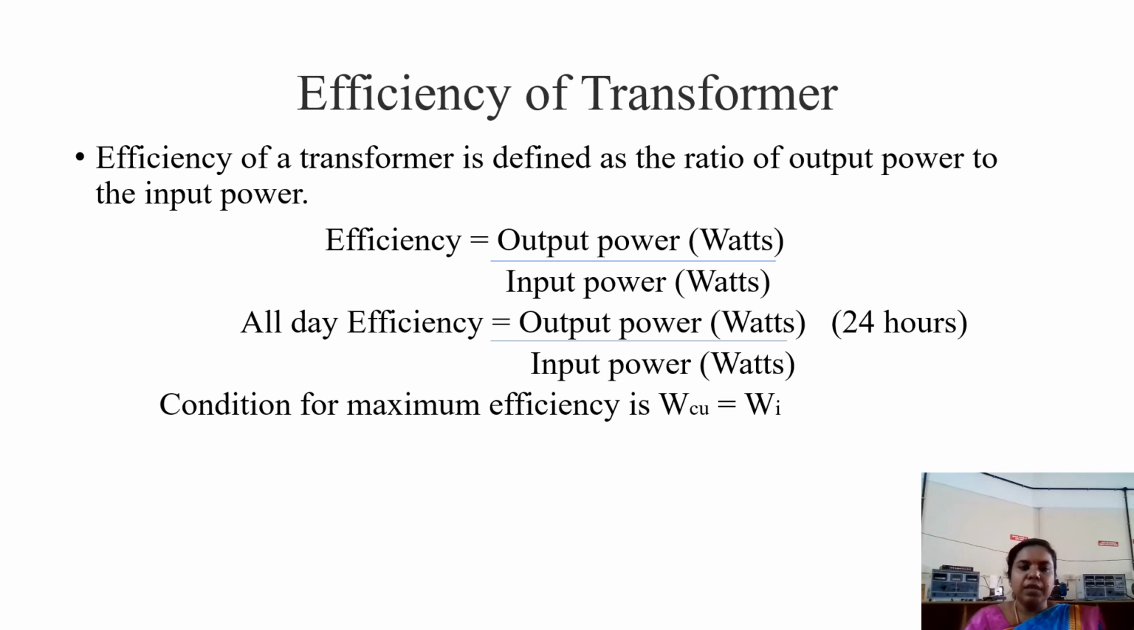Then efficiency. How efficient is a transformer, and how do we calculate that? The definition is output power divided by input power. Efficiency equals output power divided by input power. This will give the percentage efficiency of a particular transformer.